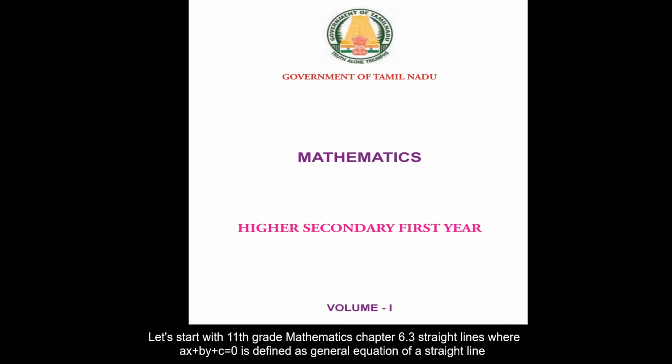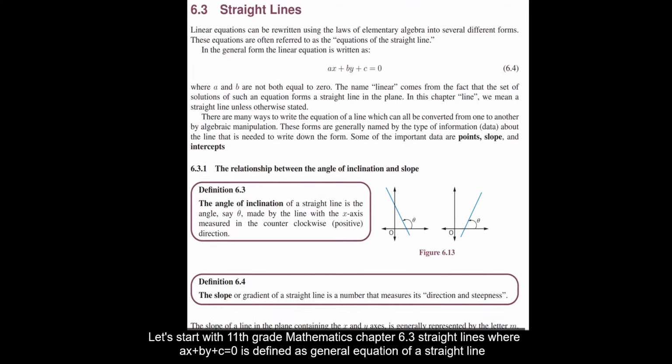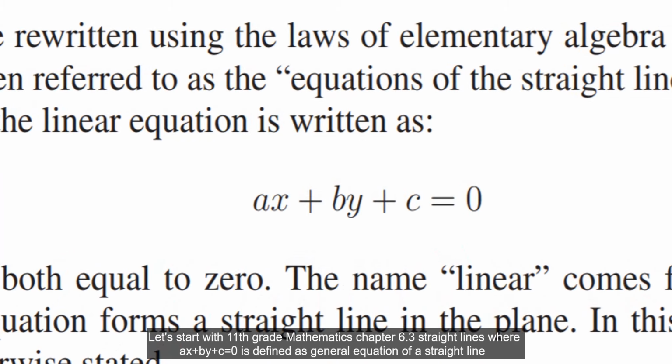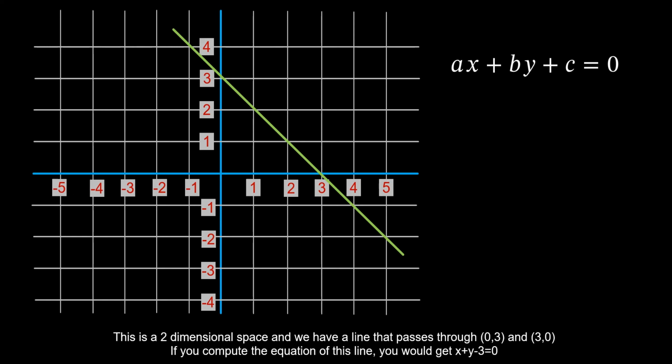Let's start with 11th grade mathematics, chapter 6.3, straight lines, where ax plus by plus c is equal to 0 is defined as the general equation of a straight line. In mathematics, an equation is a statement of an equality containing one or more variables. This is a two-dimensional space and we have a line that passes through (0, 3) and (3, 0). If you compute the equation of this line, you would get x plus y minus 3 is equal to 0.